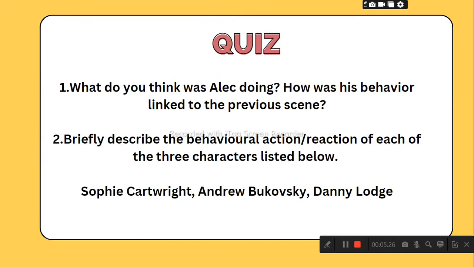Quiz. What do you think Alec was doing? How was his behavior linked to the previous scene? Question number 2. Briefly describe the behavioral action or reaction of each of the three characters listed below: Sophie Cartwright, Andrea Bukowski, Danny Lodge. You may answer these questions in the comment box.